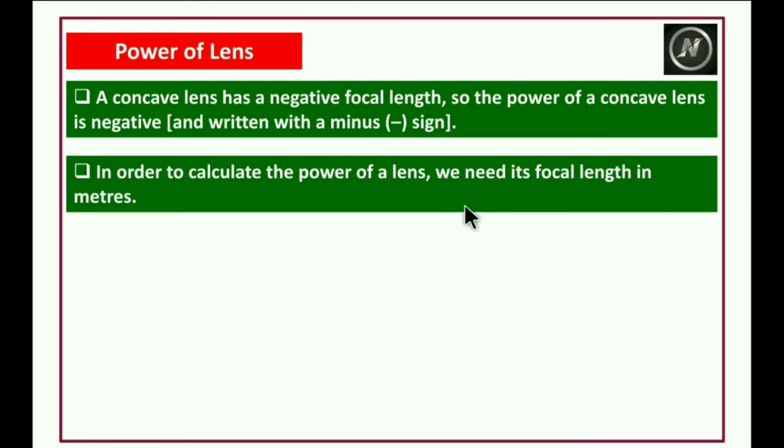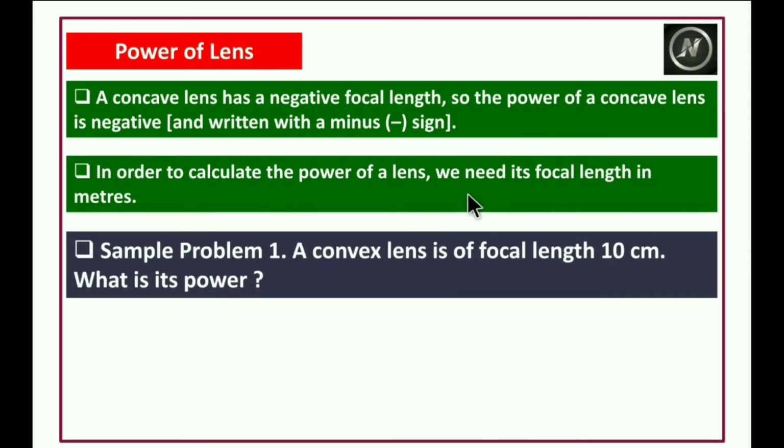In order to calculate the power of a lens, we need its focal length in meters. Sample problem. A convex lens is of focal length 10 centimeters. What is its power?